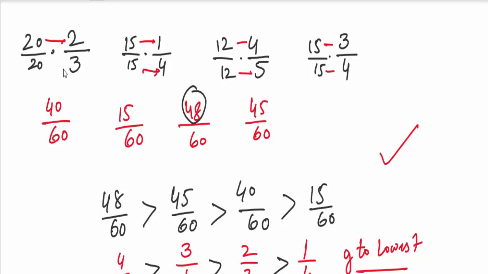So it is simple. You have to find the LCM first, meaning the common denominator. We found the common denominator 60 and ranked them accordingly. I hope you got the idea.